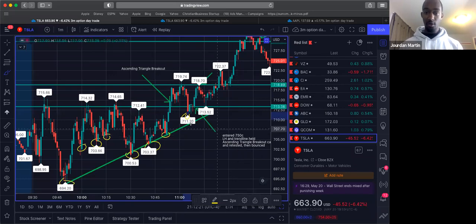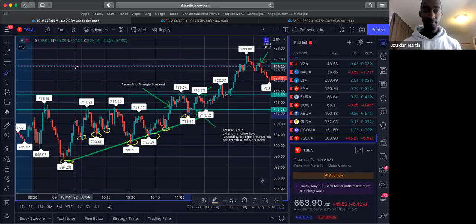750 calls, lower high was made, trend line held, ascending triangle breakout, and then retested it as support, okay? So that's just simple chart pattern, and it retested the support. So I'm like, bet, we about to go. And that's what we did, right? Tesla popped off, and I'll explain my price target as well, right?